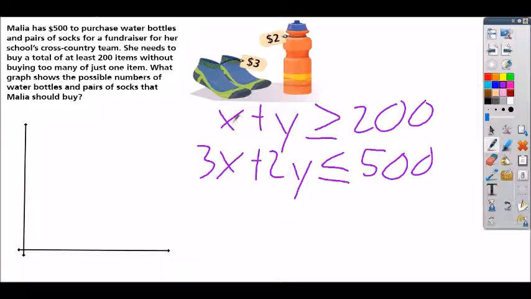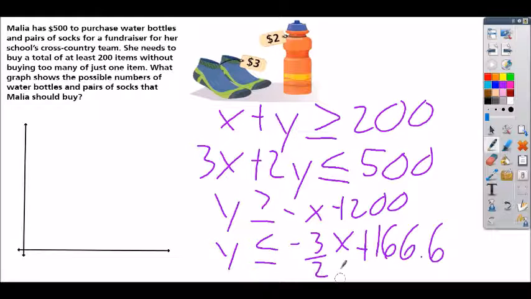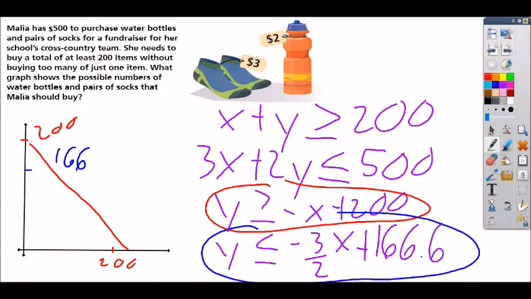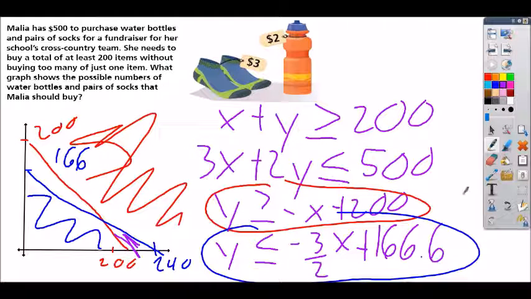What I'm going to do is reorganize this to get into y equals form, and then I'm just going to graph it. And then I subtracted 3x to the other side and divided by 2 and divided by 2. So I'm going to graph these two lines, shade above, shade below, and then see where they cross. So where was the place where it overlapped? It's this region right here.